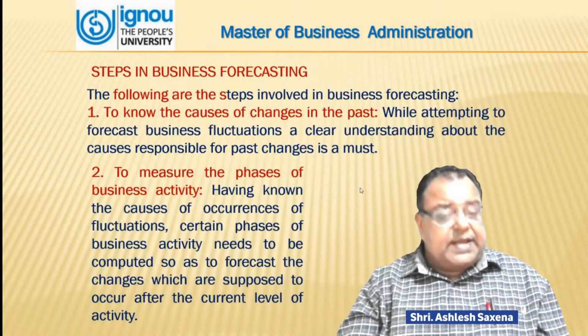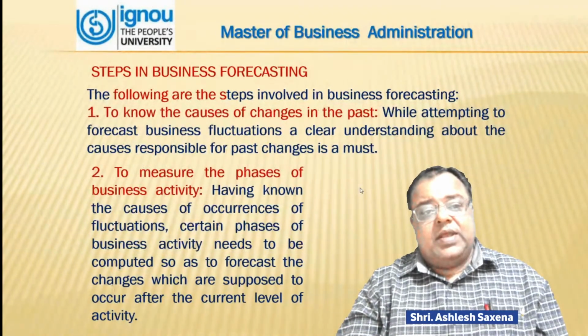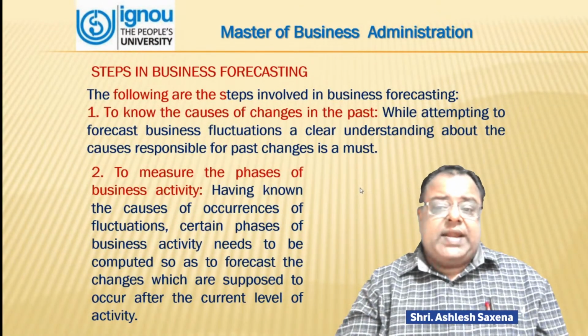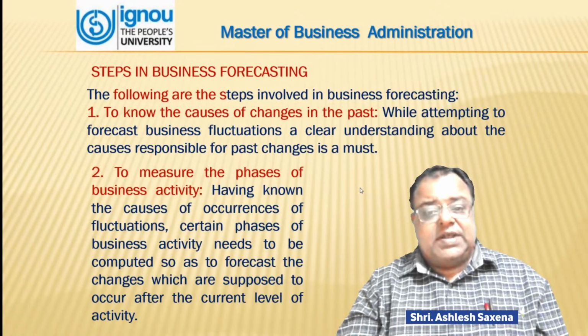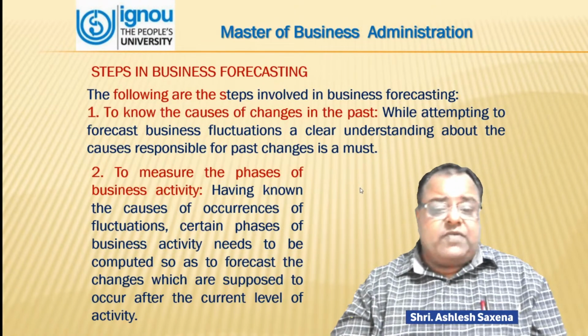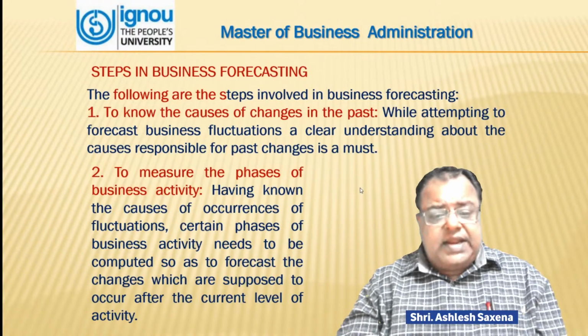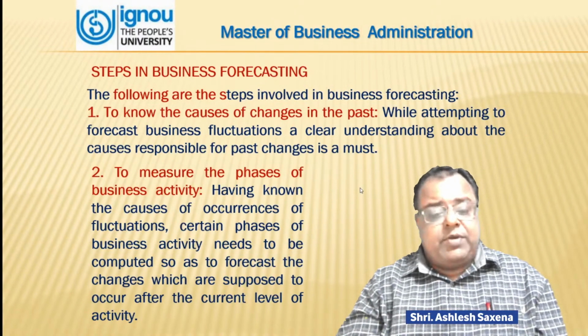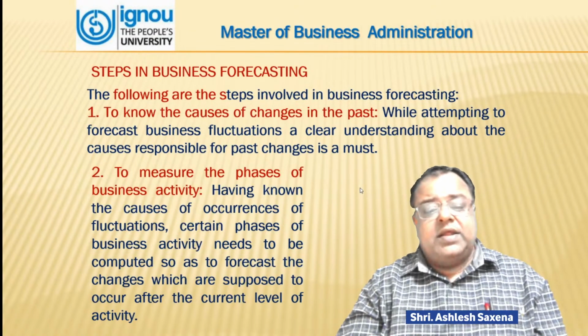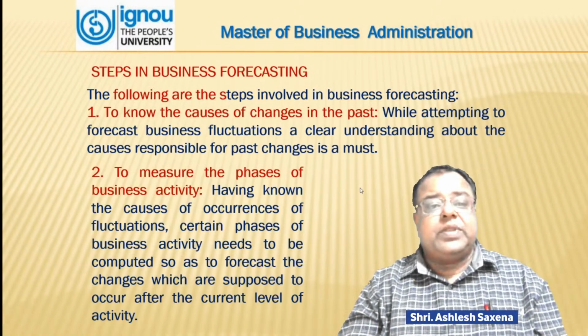Now, what are the steps in business forecasting? First, to know the causes of change in the past. While attempting to forecast business fluctuations, a clear understanding about the causes responsible for the past changes is a must. Number two, to measure the phases of business activity. Having known the cause of occurrence of the fluctuation, certain phases of business activity need to be computed so as to forecast the changes which are supposed to occur after the current level of activity.